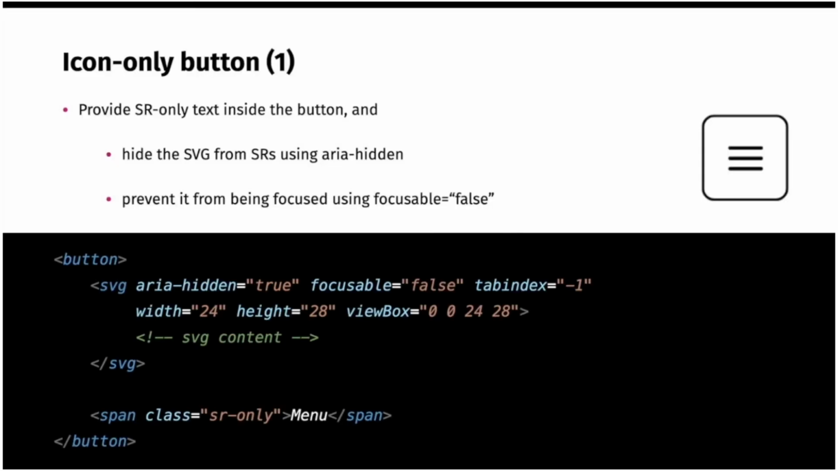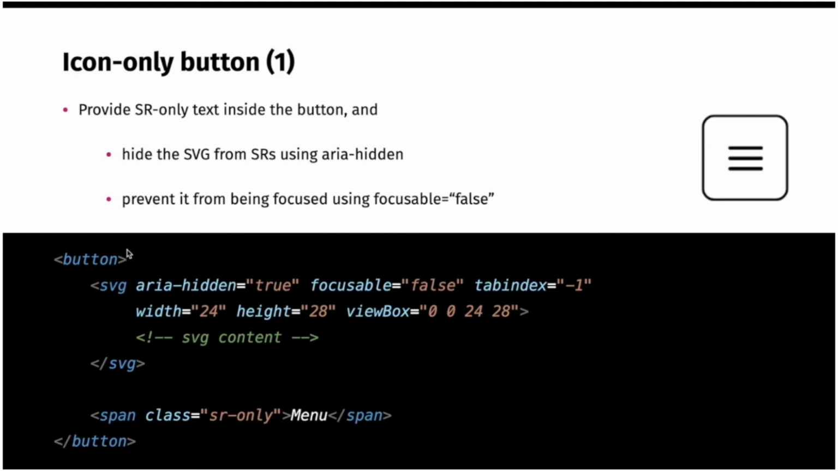The first way we can create an accessible name for an icon button is by providing screen reader only text using the screen reader only or visually hidden utility class on a piece of text inside the button. Since the text is exposed to the screen reader, the icon becomes redundant and irrelevant, so we hide it using ARIA hidden. And once again, focusable false.